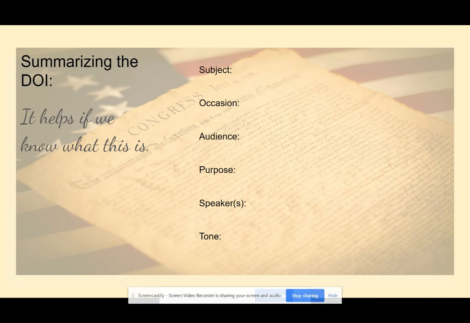So the speakers were the leaders of these colonies. They governed the people. They heard a lot about what was going on with what the British soldiers were doing with the taxation. And so together they created this document. Now, tone refers to how you would read it aloud.